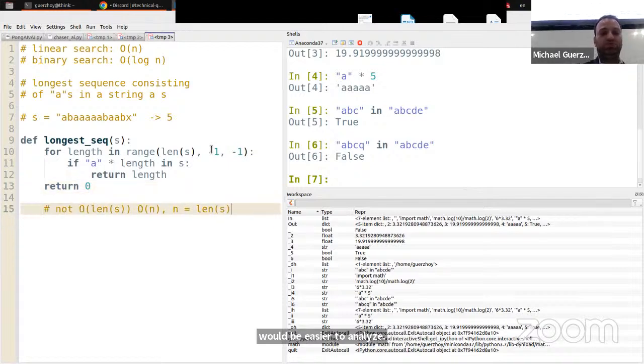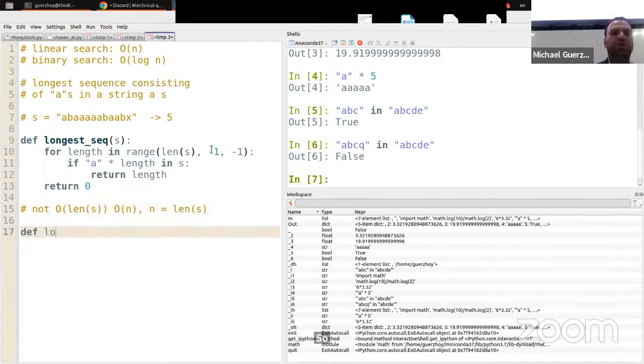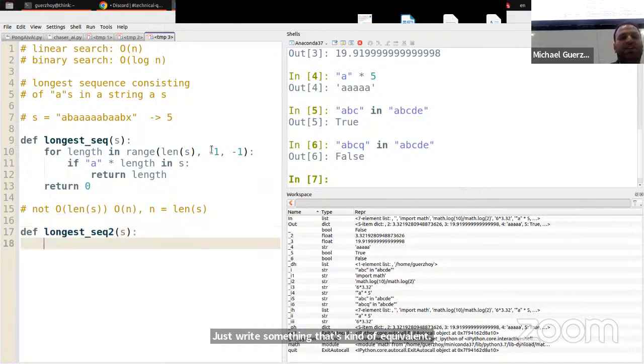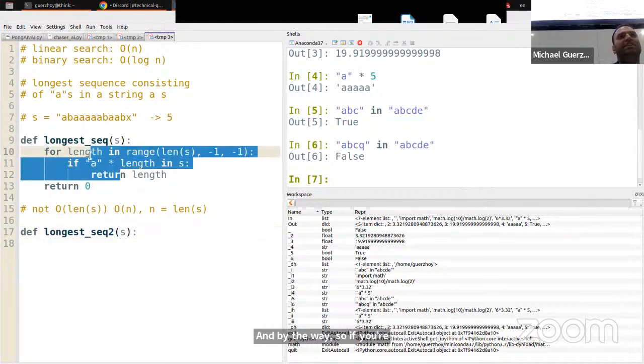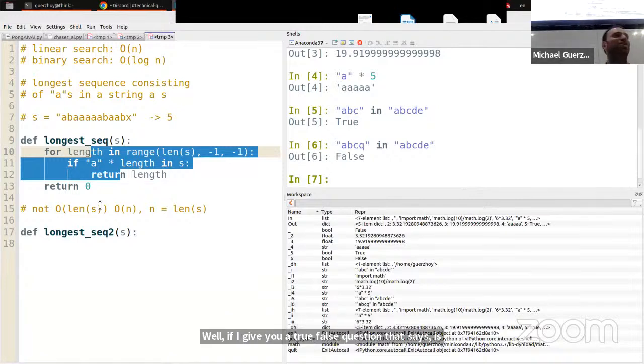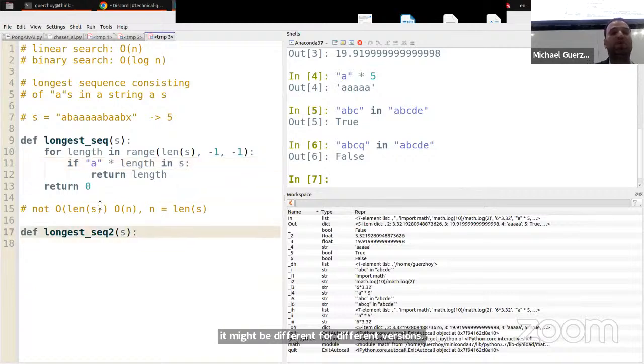So just write something that's kind of equivalent. And by the way, if you're asking, if this appears on the exam, what do I say, given that you just said that it's not O of N? Well, if I give you a true-false question that says, is it O of N for N equals length of S, the correct answer is no. But how do you analyze it? Well, you can't analyze it without more details about how the Python programming language works, which is not even necessarily specified in the Python documentation. It might be different for different versions. So the answer is, more than O of n, but hard to say how much.